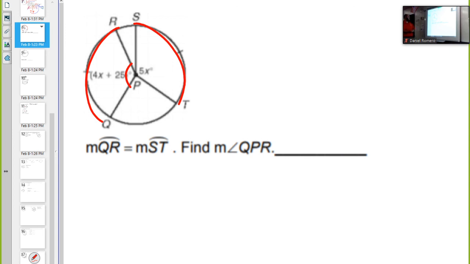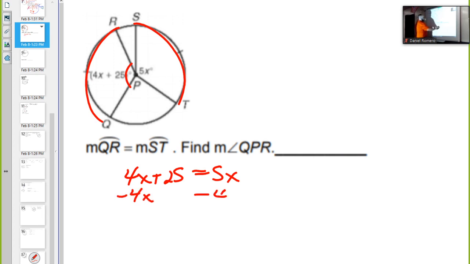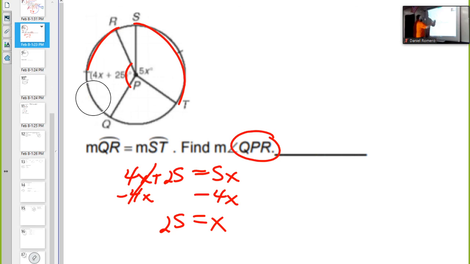What equation can I use? If the arcs are congruent, the central angles are congruent. So what equation can I use? You said 4x plus 25? On one side, I get 25 equals x. But they weren't asking me for x. They were asking me for the measure of angle QPR.